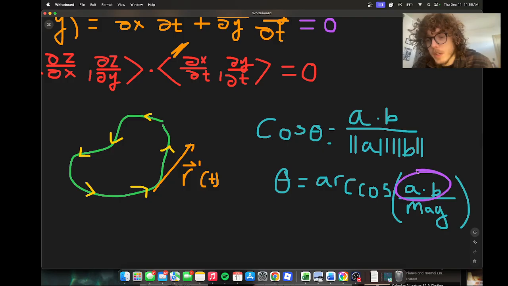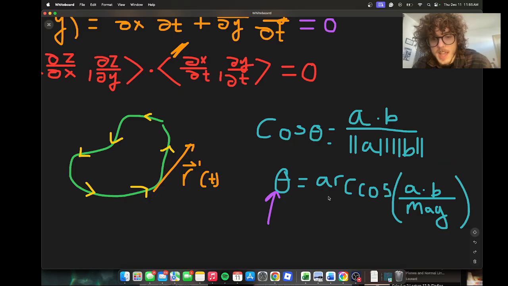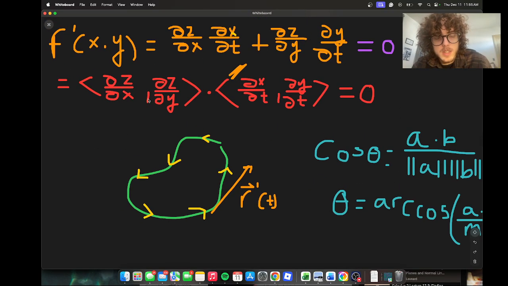But we know that for theta to be 0, the dot product needs to be 0. So the angle between these, or sorry, not for theta to be 0, for theta to be pi over 2, the dot product needs to be 0. And we know that the dot product is 0. So that means that the angle must be pi over 2. So what does this mean? That means that the angle between these vectors, r prime of t and this weird vector dz dx, dz dy, are orthogonal to each other or perpendicular to each other, right? Because that angle is pi over 2.